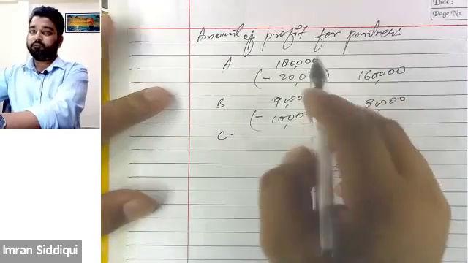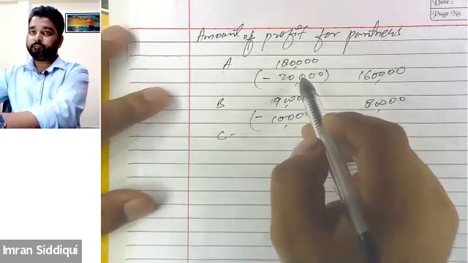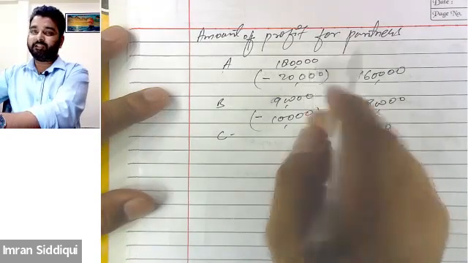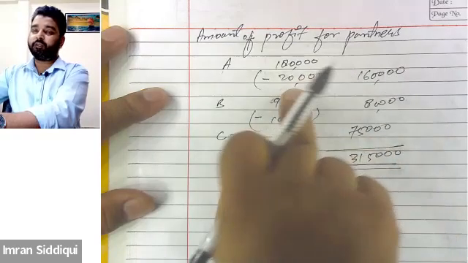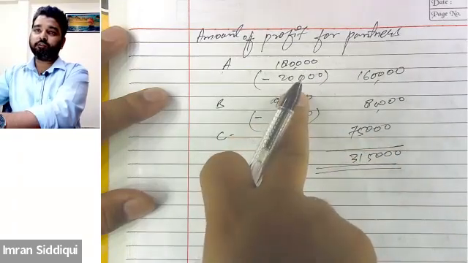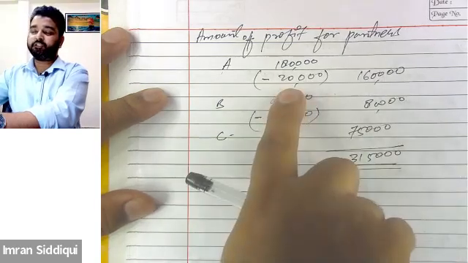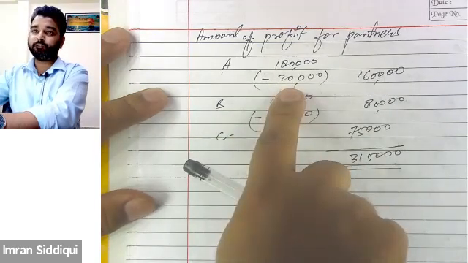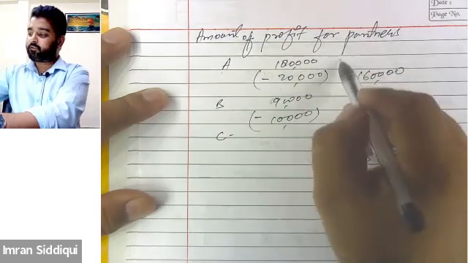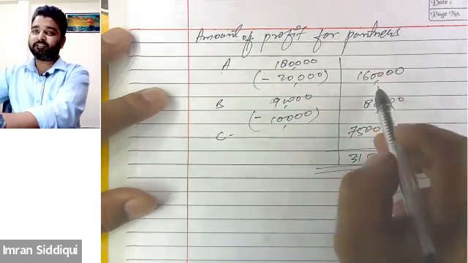So this means A's profit won't be 1,80,000. His share was 1,80,000 undoubtedly, but he will have to bear 20,000 of loss that was suffered by Mr. C. He will be bearing this 20,000 loss. So we have subtracted 20,000. So the final profit that he will be taking is 1,60,000 only.